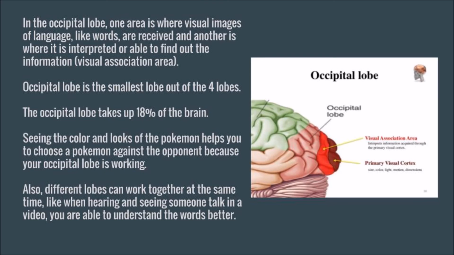Seeing the color and looks of the Pokemon helps you choose a Pokemon against the opponent because your occipital lobe is working. Also, different lobes can work together at the same time, like when hearing someone and seeing someone talk in a video. You are able to understand the words better.